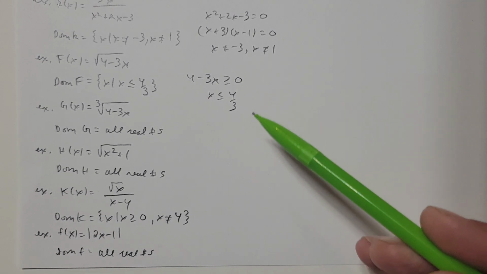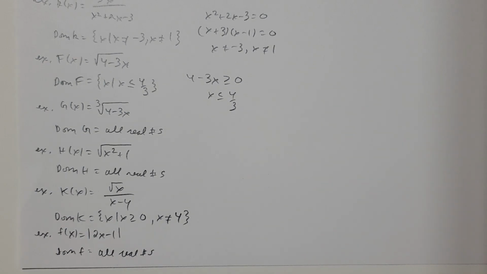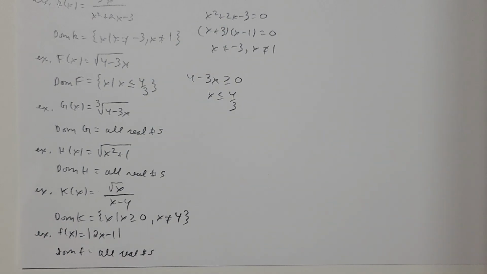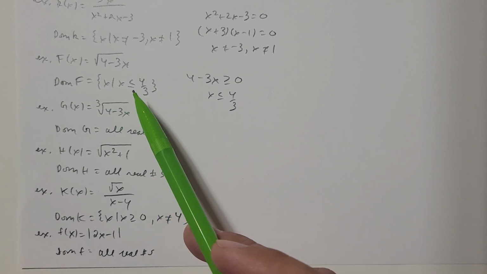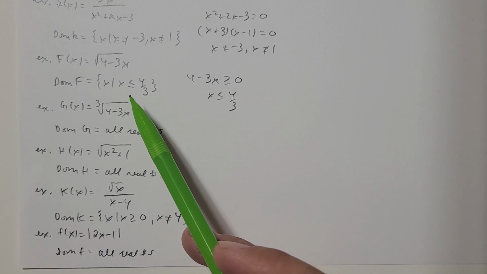So I can let x be any number that is less than or equal to 4/3, and that's okay. I don't want x to be 2. 2 is bigger than 4/3. If x is 2, 4 minus 6 would be negative 2, and the square root of negative 2 is not a real number. We'll talk about imaginary numbers in another section coming up. So I'll say it's the set of all x such that x is less than or equal to 4/3.